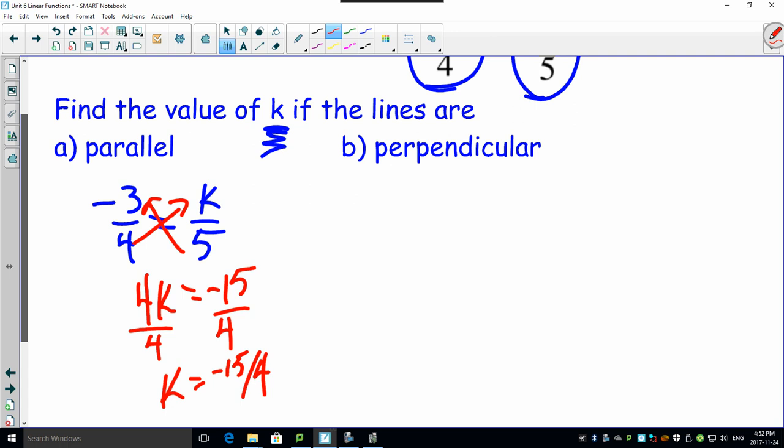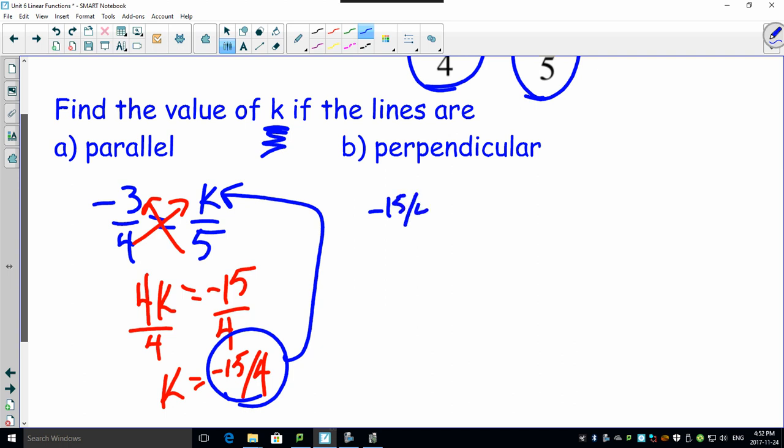But you're probably saying, well, wait a second. How is this possibly -3/4? Well, look, let's go back and let's just do some algebra. Here, that's -15 over 4. That has to be k. So k is -15 over 4 divided by 5. And I'll prove to you that that actually equals that.